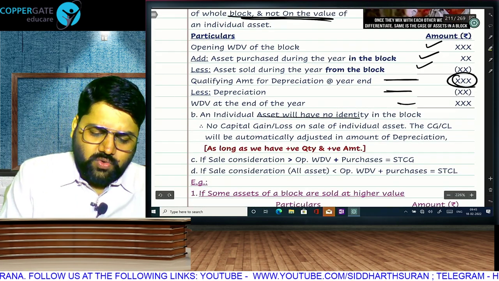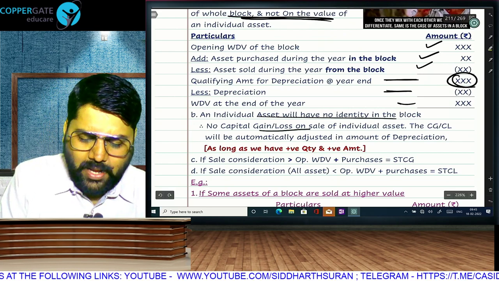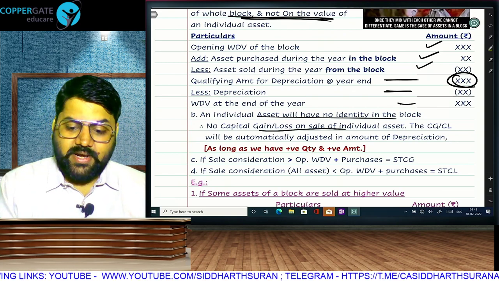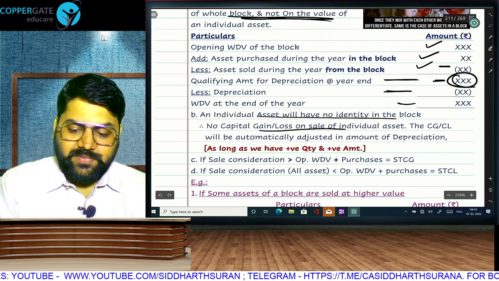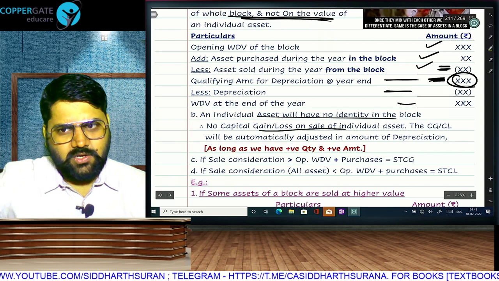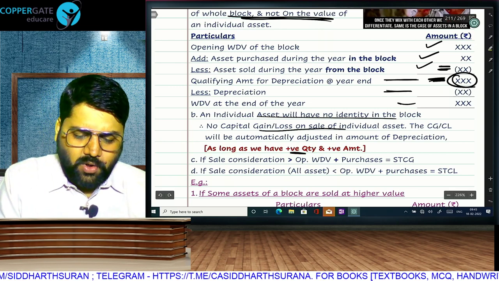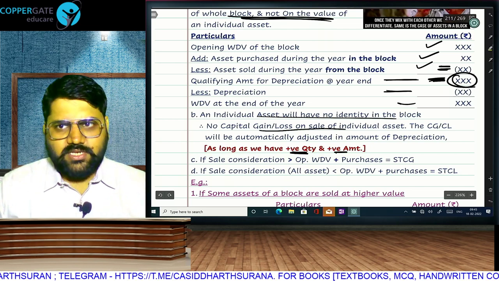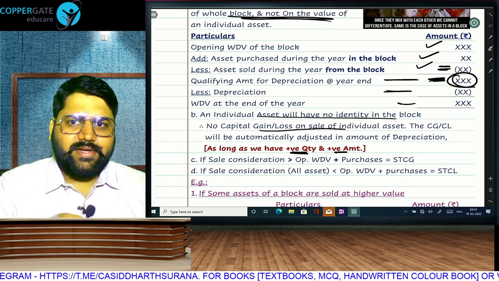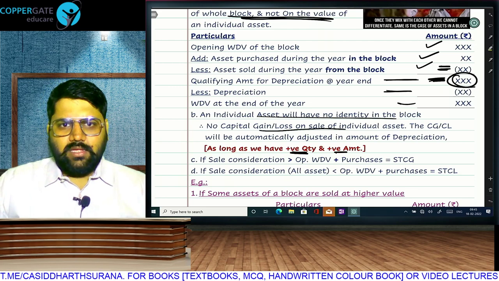An individual asset has got no identity once it enters the common value in the block, and thus there will be no capital gain or loss on the sale of any individual asset. The gain or loss will be automatically adjusted. If the sales is high, this will be low, so less depreciation. If the sales is less, this will be high, so more depreciation. The gain or loss will be automatically adjusted in the amount of depreciation as long as the block is in existence. That means we have positive quantity and positive amount. We will not calculate any gain or loss.